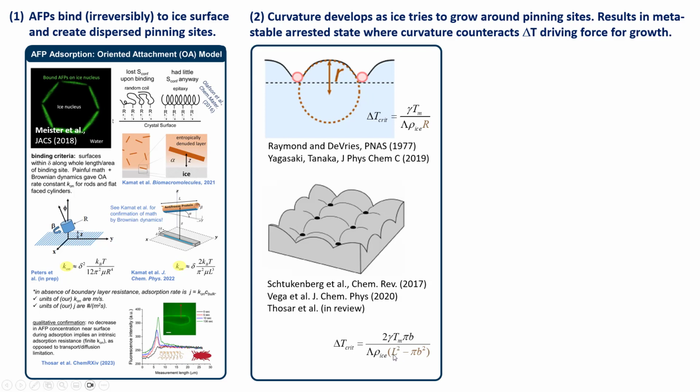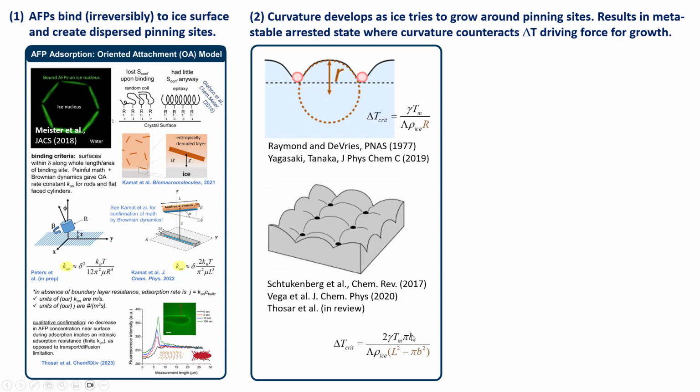That's now an L squared dependence. So that's a key change in the formula. And also you see in Amish's formula the occurrence now of a new variable that matters, and that's the size of the antifreeze protein. So sort of the radius B of these little black dots shown on the surface.